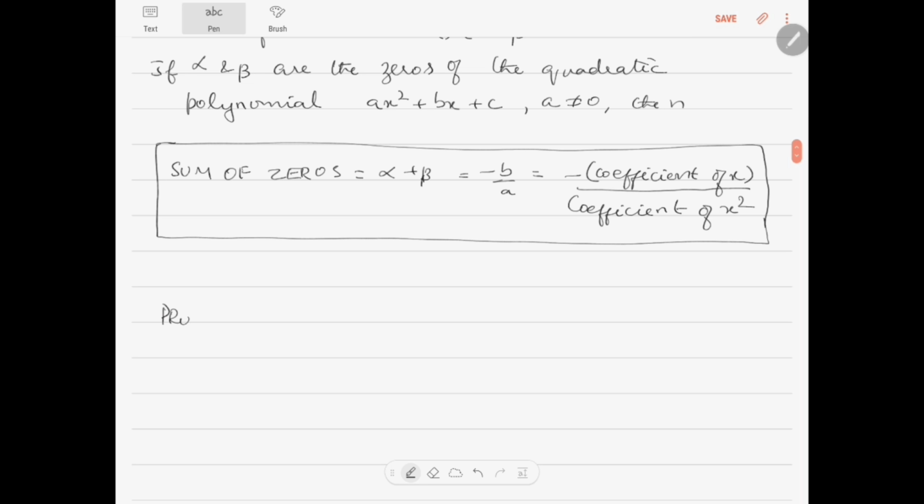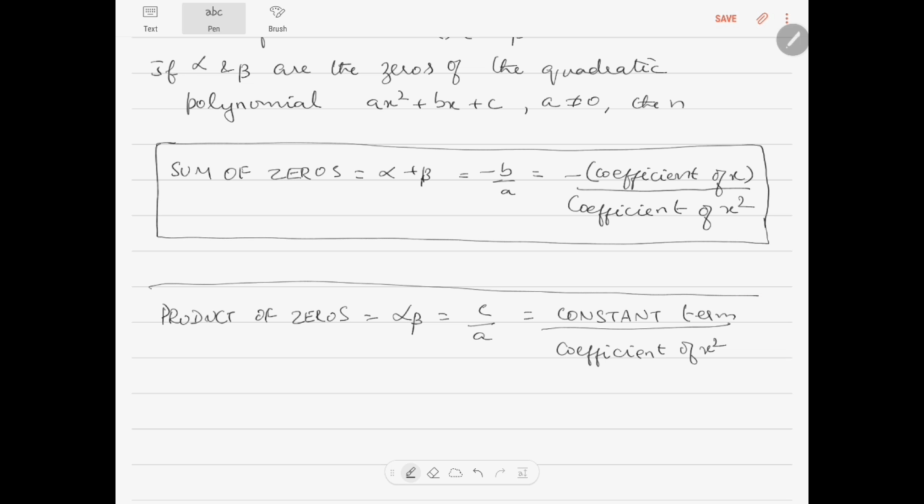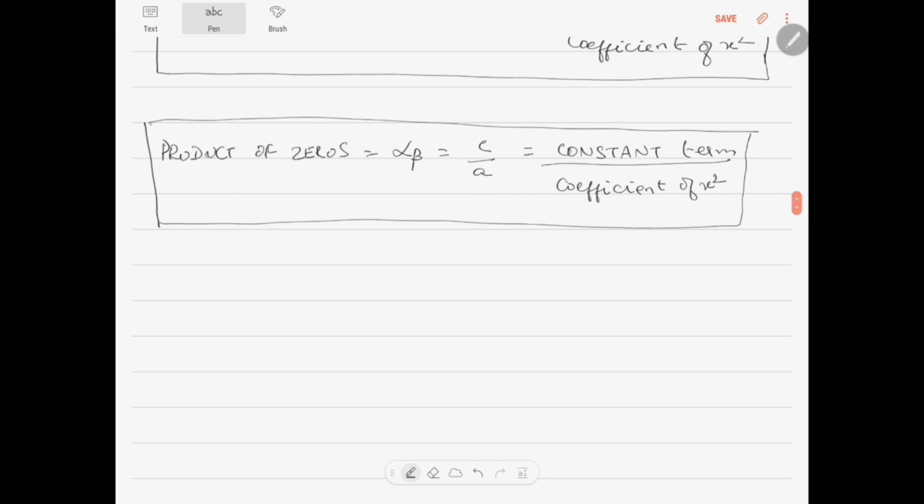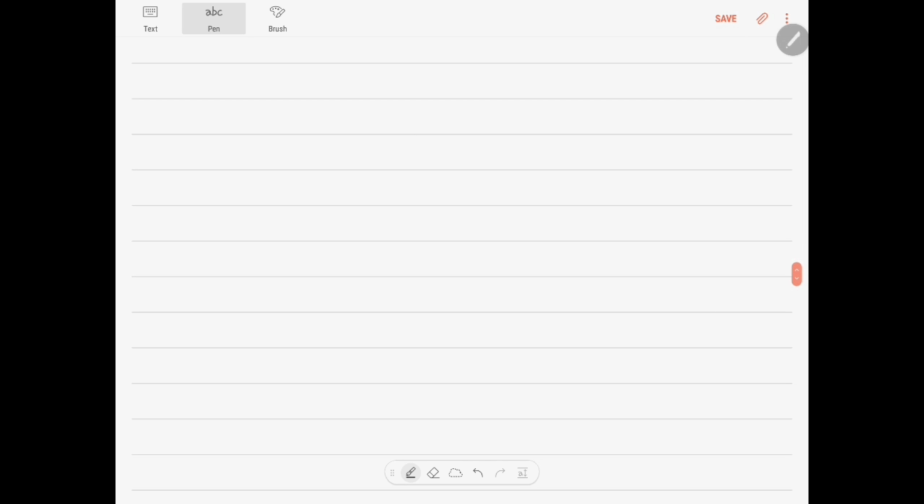To find the product of the zeros, alpha into beta is equal to c by a. It's nothing but the constant term divided by the coefficient of x square. So this is what we are going to use in this exercise. So let's move to the exercise problem, exercise 2.2.